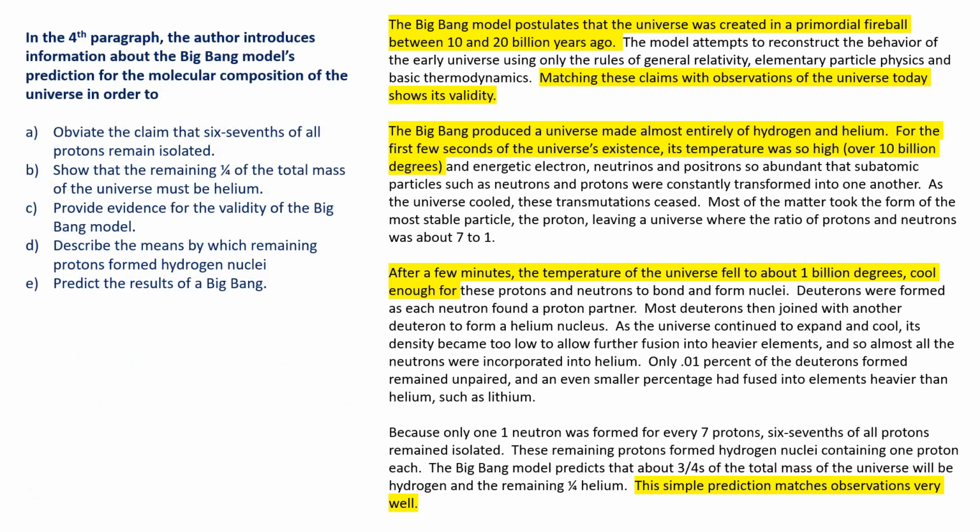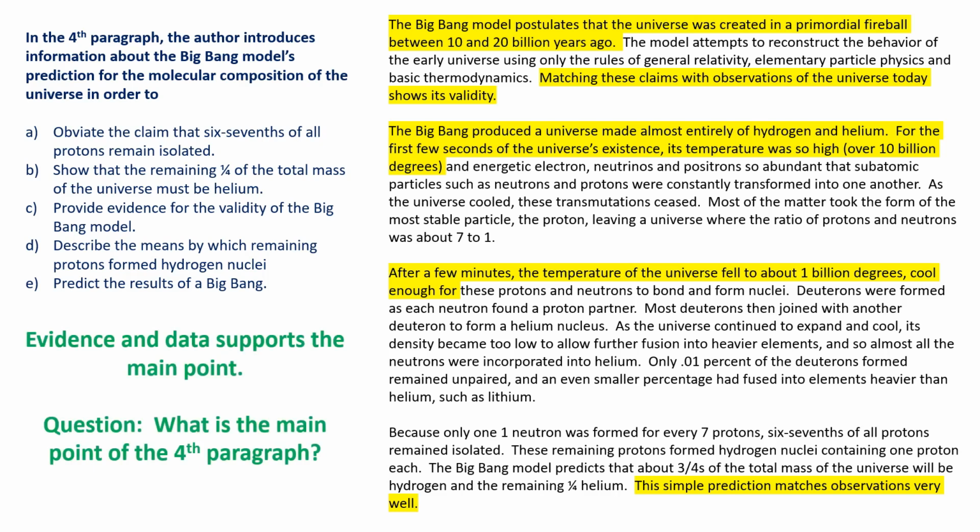In the fourth paragraph, the author introduces information about the Big Bang model's prediction for the molecular composition of the universe in order to. Okay, so we know for sure that evidence and data always supports the main point of the paragraph. So what the question is really asking you is, what is the main point of that fourth paragraph? What is this data supporting? What main point is the author supporting with this data?